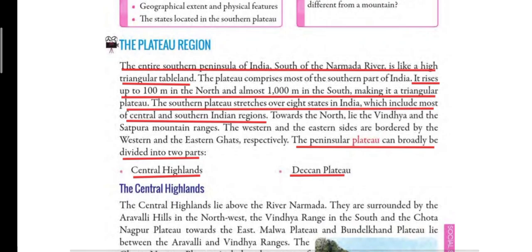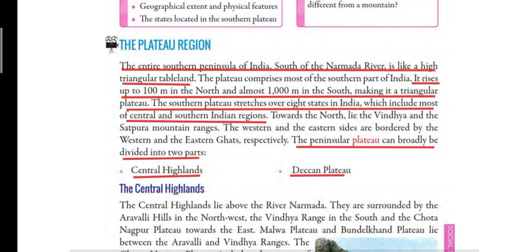Then it rises up to 100 meter in the north and almost 1000 meter in the south, making it a triangular plateau. The Southern Plateau stretches over 8 states in India, which include most of central and southern Indian regions. So children, most of the part of the plateau is in the south part of India, but some portion lies in the north also. In the north, the height of the plateau reaches up to 100 meter.